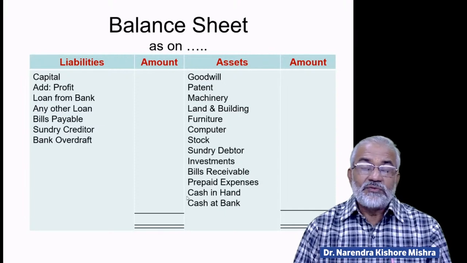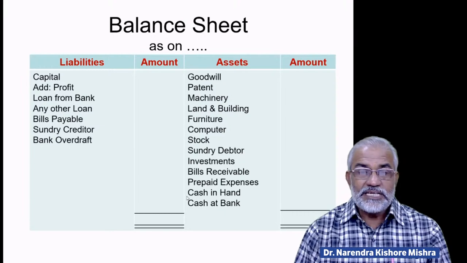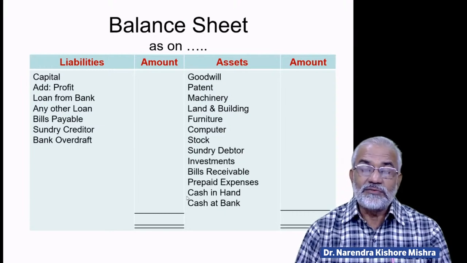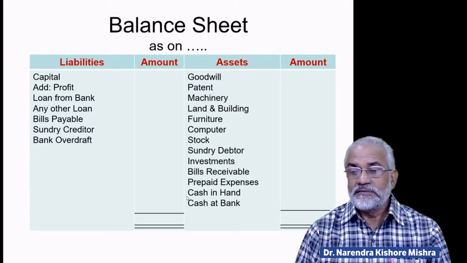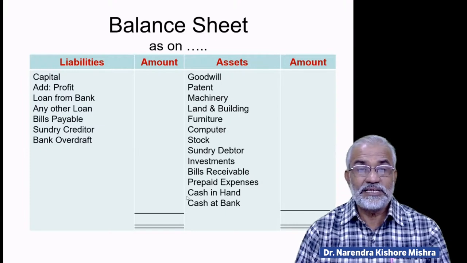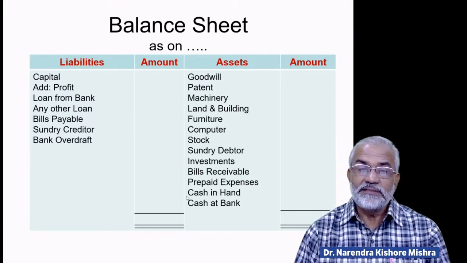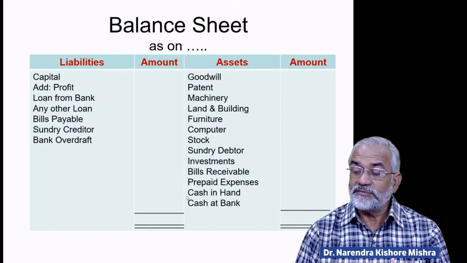There is another account which also forms part of the income statement, which is called the manufacturing account. That means if the organization is engaged in some production activity, then before preparation of the trading account, the organization ought to prepare the manufacturing account.